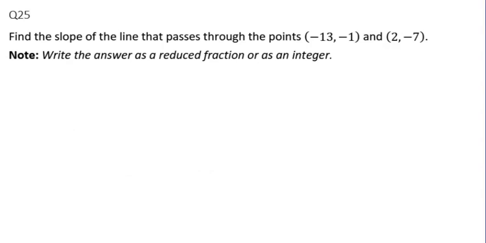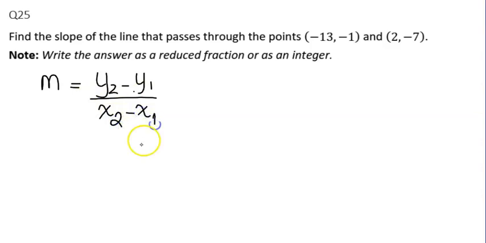Slope. Let's find the slope and I give you 2 points. Who can tell me what do I use here then? Which one is on the numerator? Which one is on the numerator? Y on the numerator. Okay, y2 minus y1 over x2 minus x1. Very good.